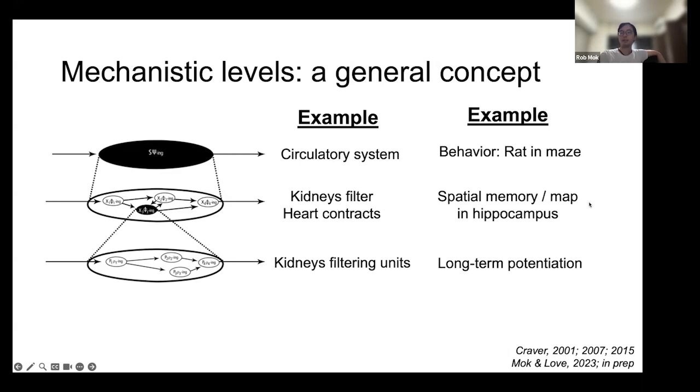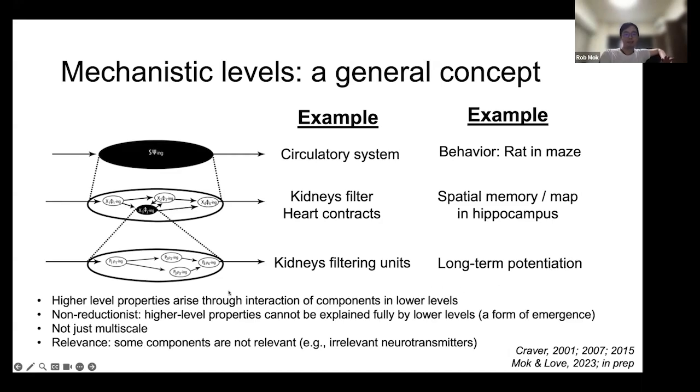Craver also gives a neuroscience example. You have a rat navigating a maze, and you have a spatial memory or a map in the hippocampus, at the time already talking about place cells. And then you can also decompose parts of those into particular lower-level mechanisms, in this case LTP. So there's a rather vague kind of example here, at least for us. There are probably more levels in between that we could talk about.